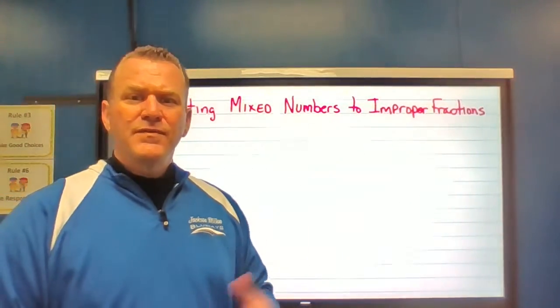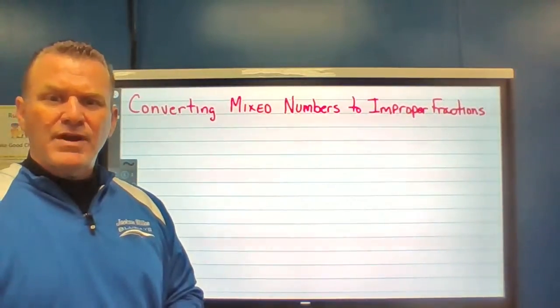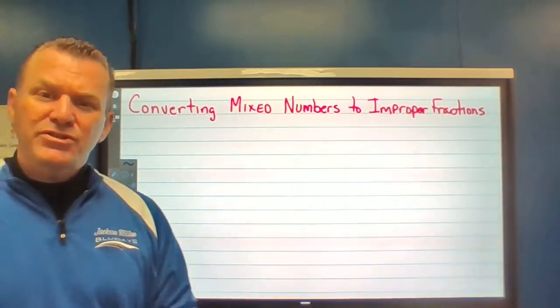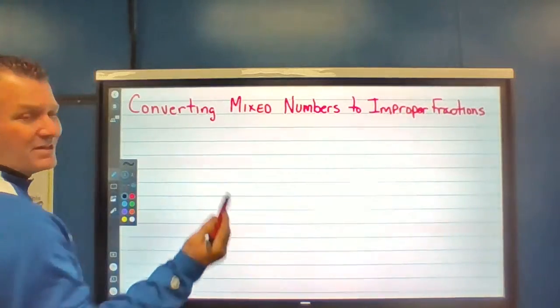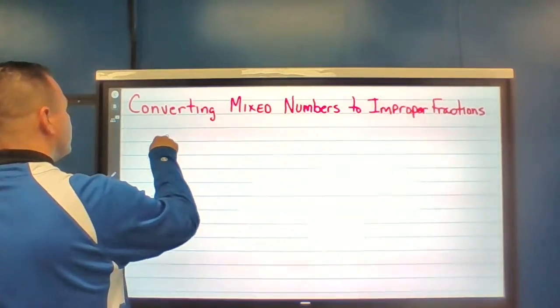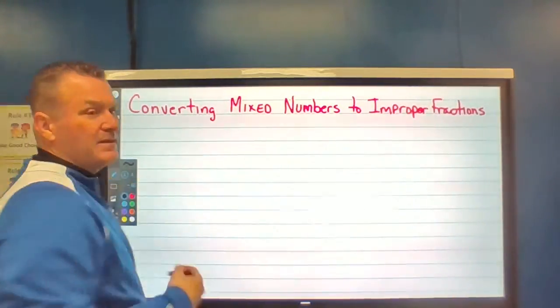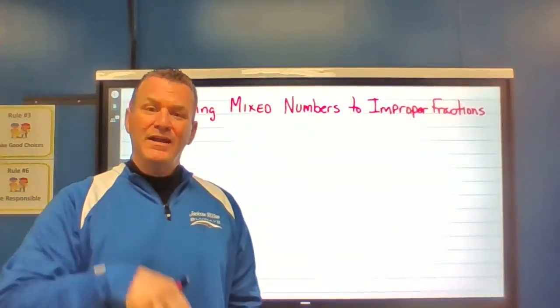Okay, in this video, I want to show you how we convert mixed numbers to improper fractions. First, let's talk about a mixed number. A mixed number basically is this. This is what it looks like. A mixed number involves a whole number and a fraction.